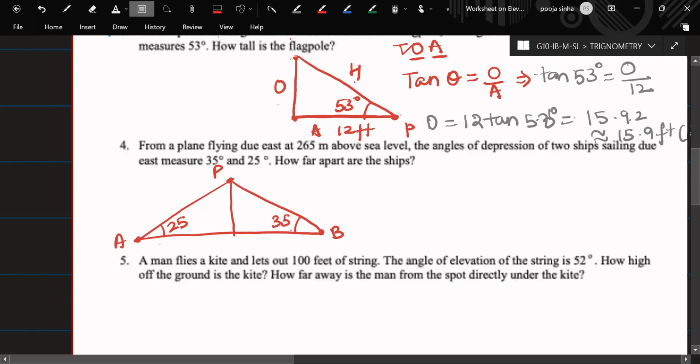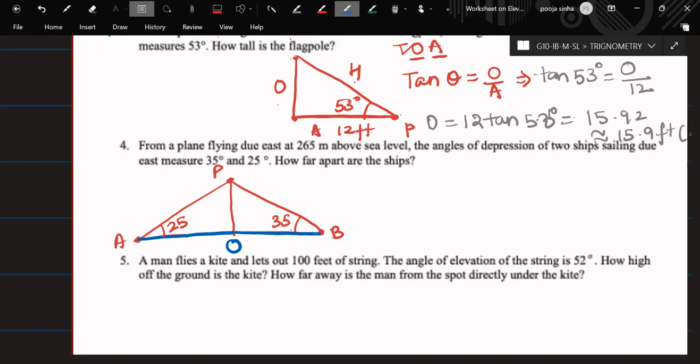So what are we supposed to find? Am I not supposed to find A to O and O to B? That's the distance between the ships, right? So A to O from the first triangle and O to B from the second triangle, and then you add them up. Wait, miss, I've taken it with two different triangles. Is that wrong? You have to make it one triangle, because it's from the same plane.